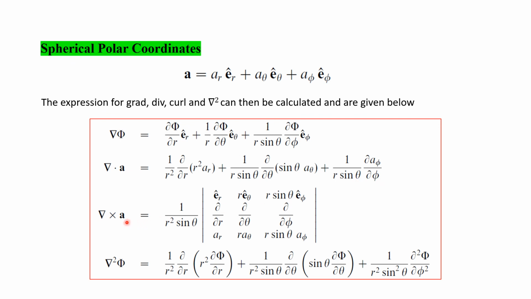And this is for the curl, your del cross A. So it's 1 over r squared sine theta, and then you get the determinant of this matrix, and then this is for your Laplacian. So you can pause this video to carefully examine the formulas or the expressions for your gradient, divergence, curl, and your Laplacian. Again, this is given in the book. Same book earlier, you have your Mathematical Methods for Physics and Engineering by Riley, Hobson, and Bence.